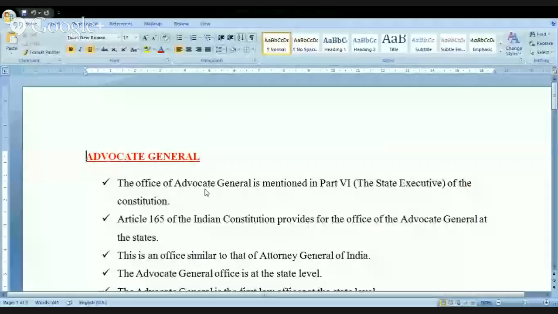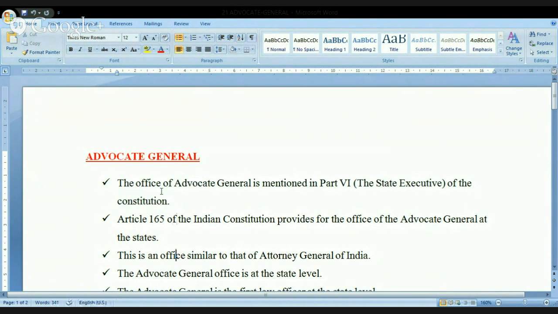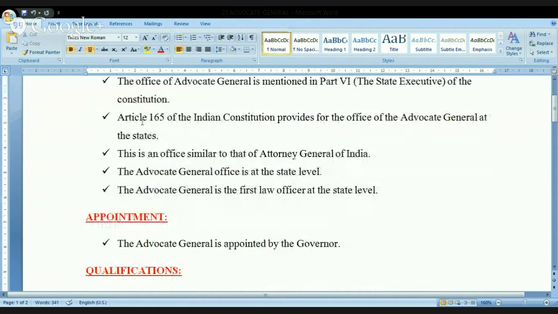And what are all the functions performed by the Attorney General at the central level are performed by the so-called Advocate General at the state level. It is just like a repetition, but this functionary is at the state level. Now I'll show you the document straight away. Let me open the document for you and we'll have a discussion on this. Look at this. The Office of Advocate General is mentioned in Part 6. When I say Part 6 of the Constitution, I am talking about the state executive and state legislature, but Advocate General will be a part of the state executive.